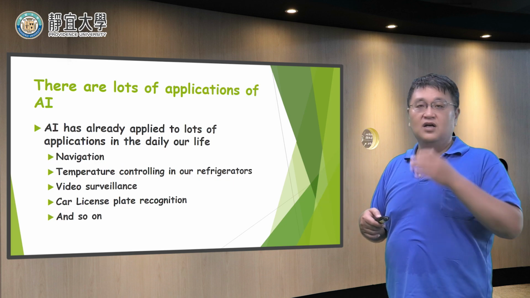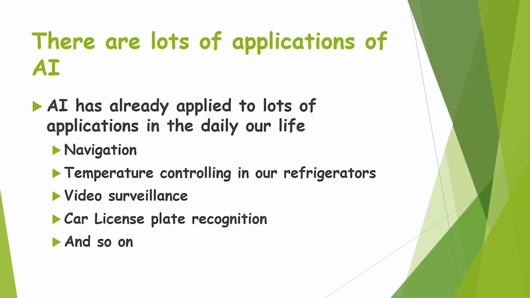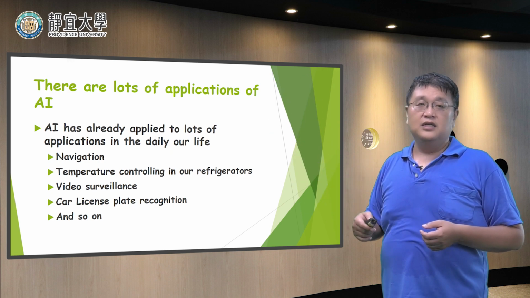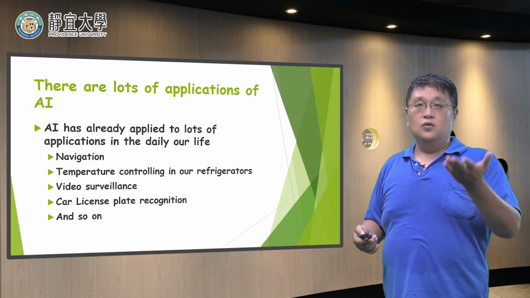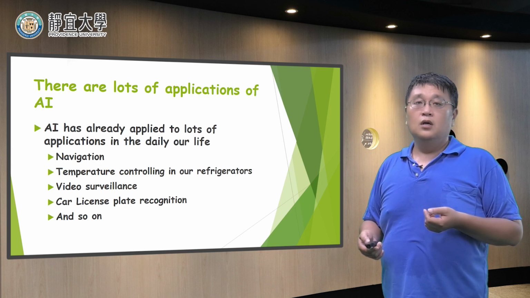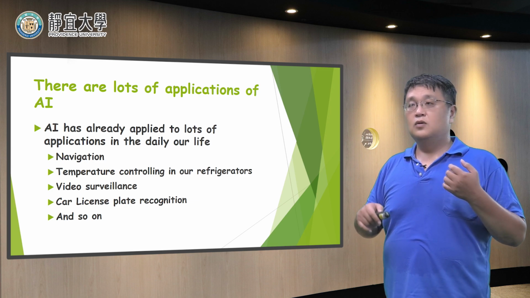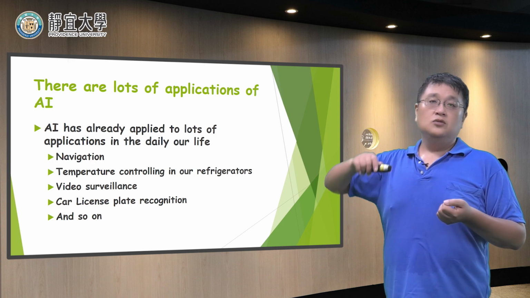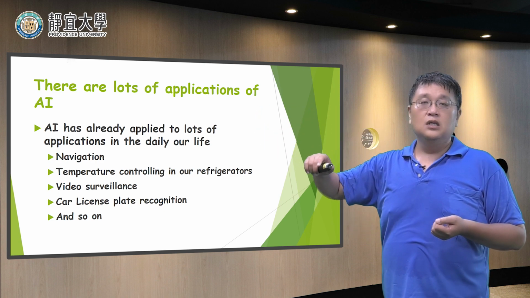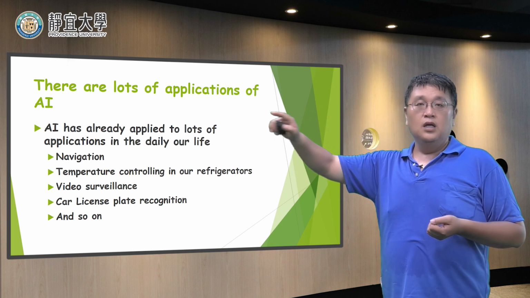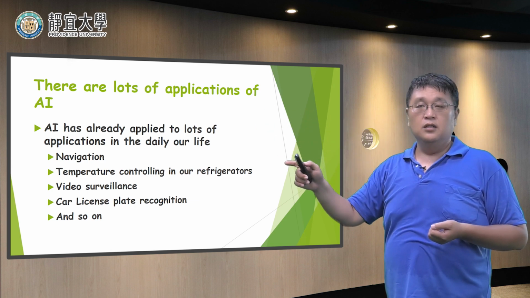So there are a lot of applications for AI. We already use it in our daily life, something like navigation. For example, you drive a car, and we want to go to Taipei 101 Tower in Taipei from Taichung. We can tell Google to tell us how to start from here to Taipei 101 Tower. It will show you a way and guide you on how to get there.